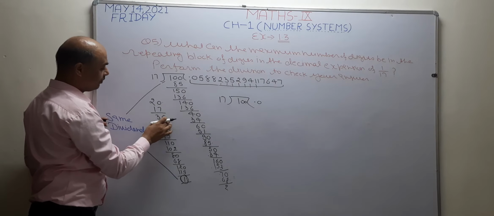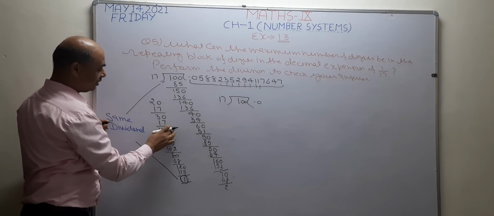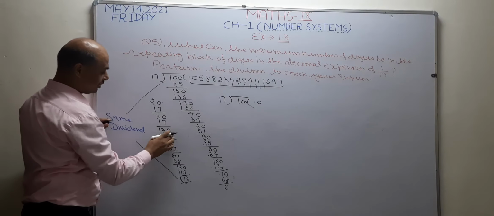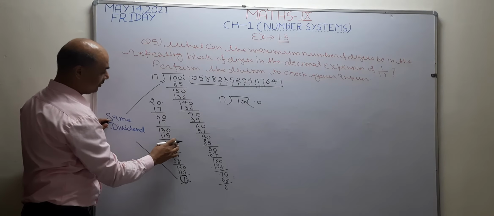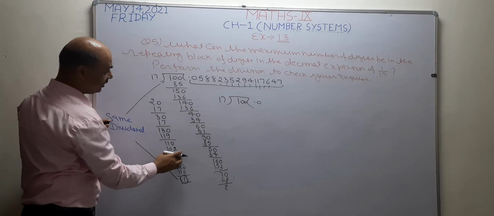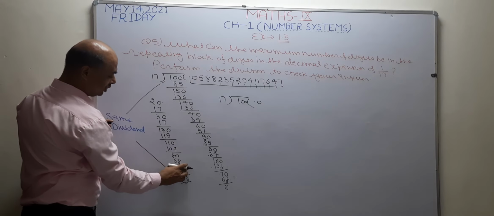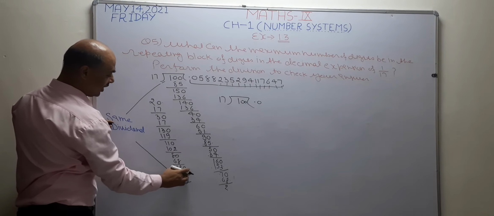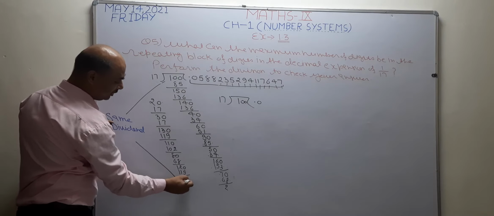This becomes 30. After that 17 1s are 17, and 13 is left. This becomes 130. After that 17 7s are 119. When I subtract 119 from 130, the answer becomes 11. And 11 becomes 110. After that 17 6s are 102. What is left? 8. This becomes 80. After that 17 4s are 68. What is left? 12. After taking 0, this becomes 120. 17 7s are 119. See, when I subtract 119 from 120, what comes? 1 comes. The remainder becomes 1.